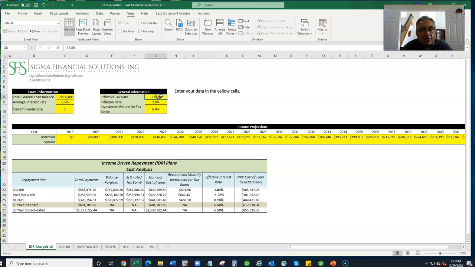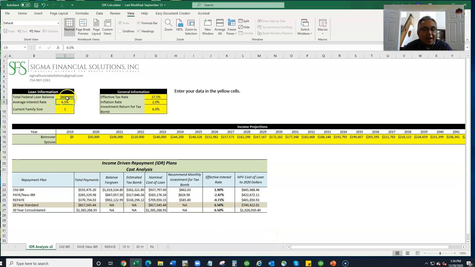The effective rate here is for the tax bomb. This is the tax rate I'm assuming based on the taxable forgiveness of any remaining debt after the repayment period, an inflation rate, as well as the investment return. This is used for analyzing how much you should invest based on, say, a 6% return. I can change this variable, and I can change this. We could say $600,000, and we'll see some of these numbers change right here as well as right here primarily.